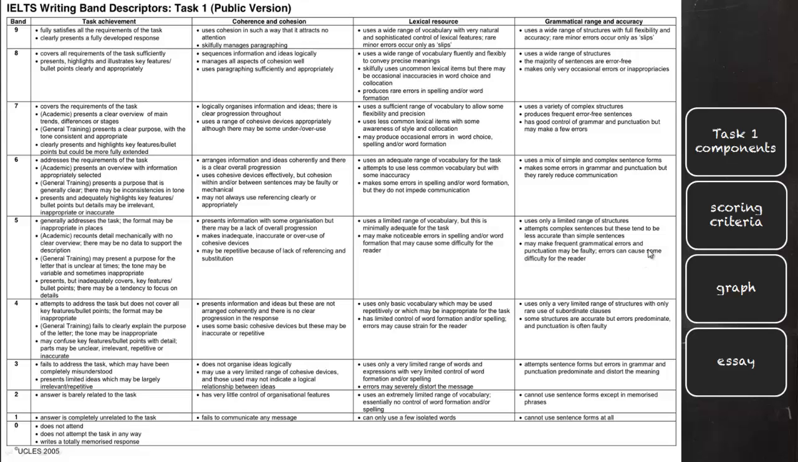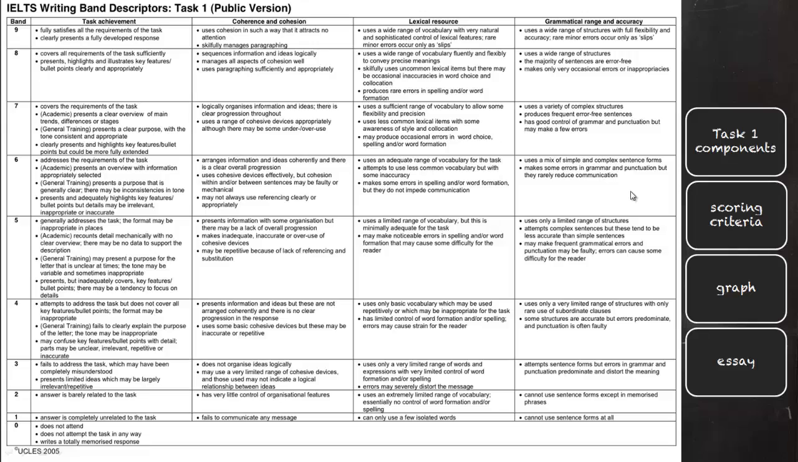So what to do if you want to have a 6? Uses a mix of simple and complex sentence forms, makes some errors in grammar and punctuation, but they rarely reduce communication. So again, you can make some grammar mistakes, but as long as they're not reducing the communication. If it reduces the communication, means it's causing difficulty for the reader, and then it would be a 5. So if you want to score overall 6 here, you would have to have at least a 6 in each of these 4 criteria. So this is how it is scored, just very briefly. As I said, I don't want to go into much detail here.